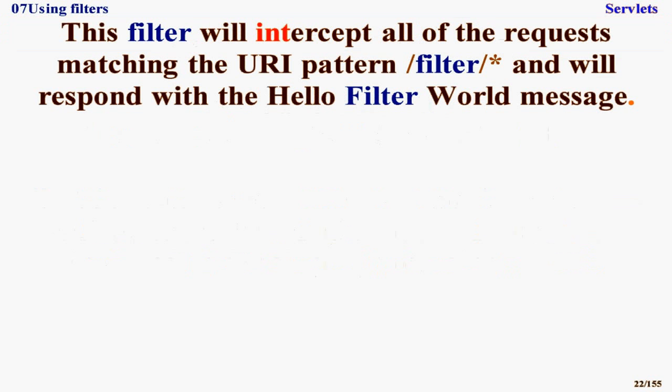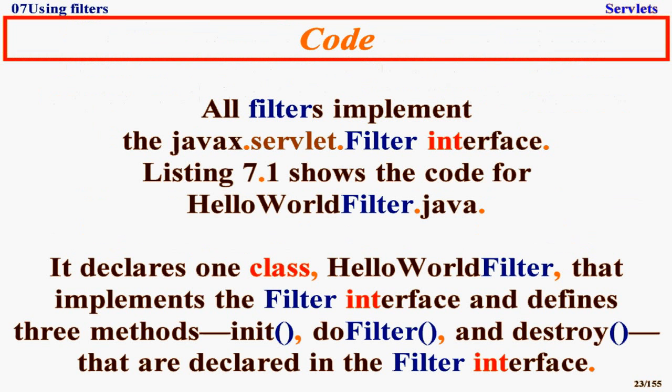This filter will intercept all of the requests matching the URI pattern filter and will respond with the Hello Filter World message. Code. All filters implement the javax.servlet.Filter interface. Listing 7.1 shows the code for HelloWorldFilter.java. It declares one class, HelloWorldFilter, that implements the Filter interface and defines three methods, init, doFilter, and destroy, that are declared in the Filter interface.